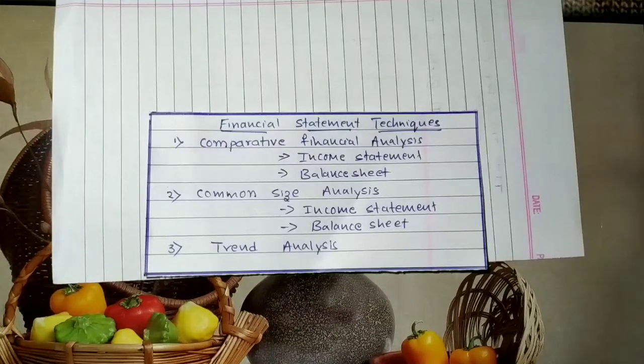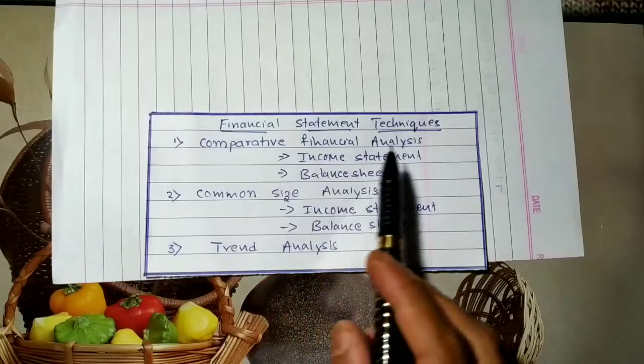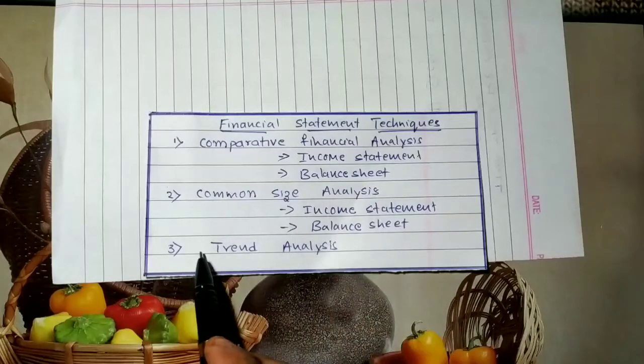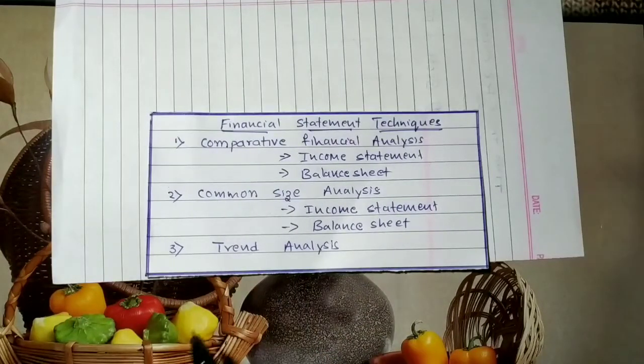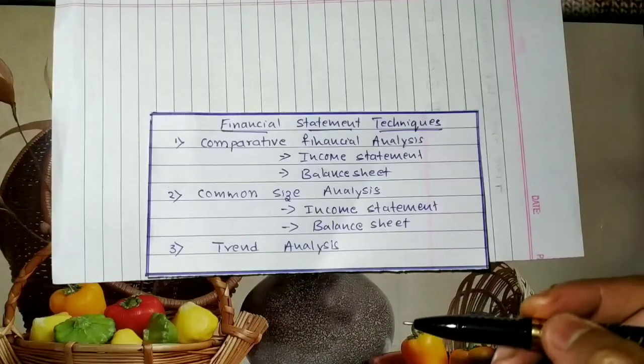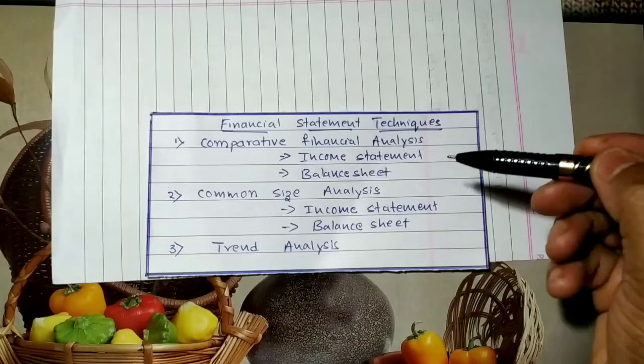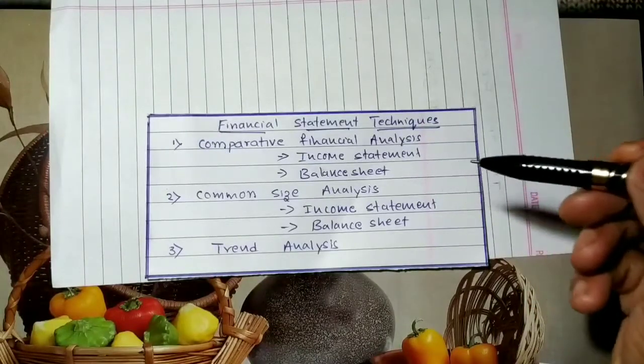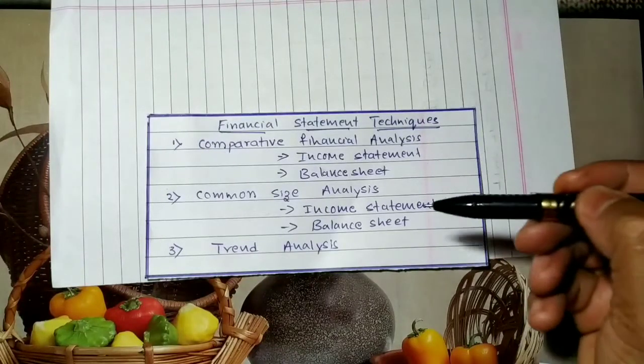Now I am going to take up the second chapter, which is practical and very important from the point of view of examination. In that we have three important concepts: comparative financial analysis, common size analysis, and trend analysis. In every aspect there are two kinds, income statement and balance sheet. Very easy, and in terms of scoring also it's very easy.